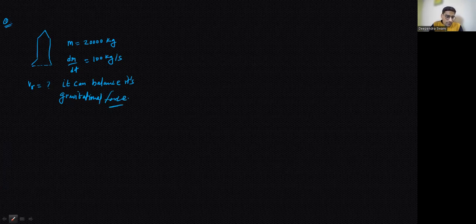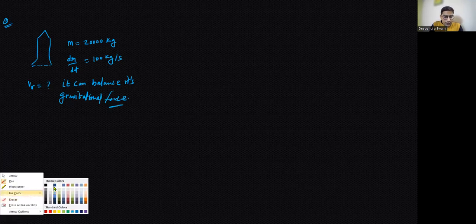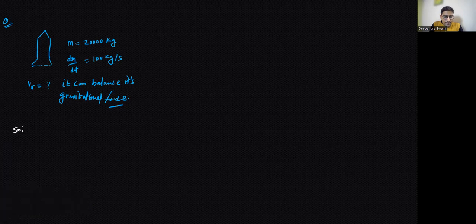Okay, so let's do it. Here we have some values: mass is given to us, and dm by dt is given to us. At some instant the mass is given, so what will be the gravitational force acting? The mass is 20,000 kg, so the gravitational force will be m into g, that will be 2 into 10 to the power 5 newtons.